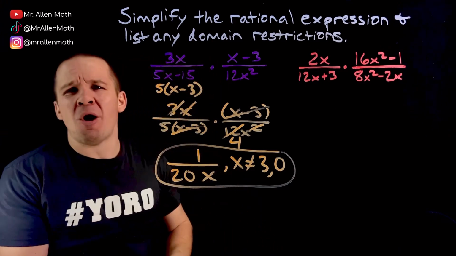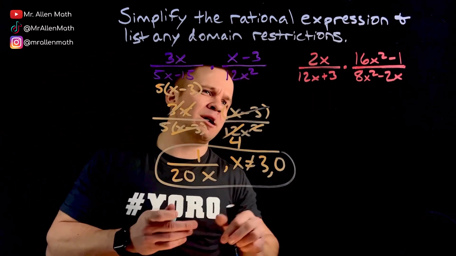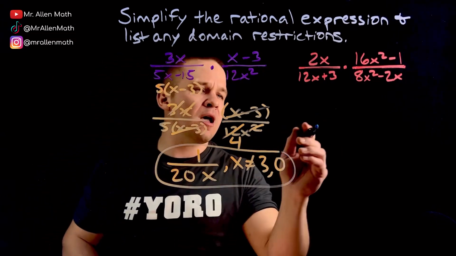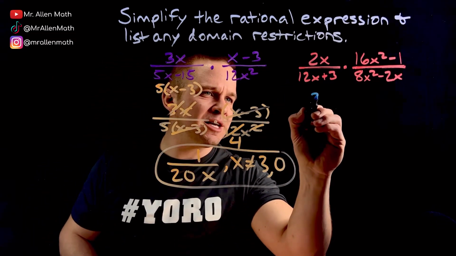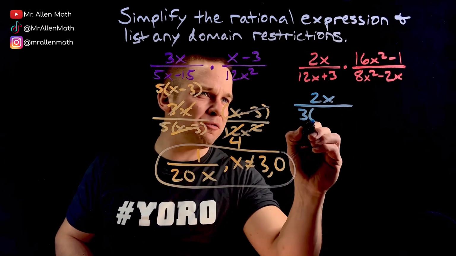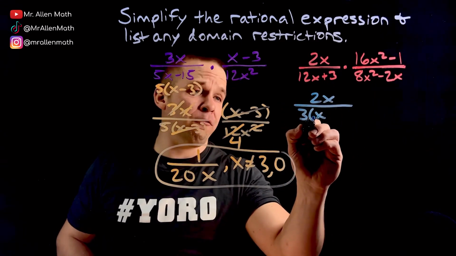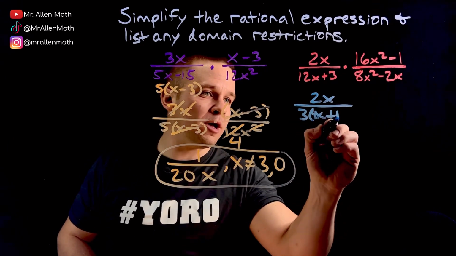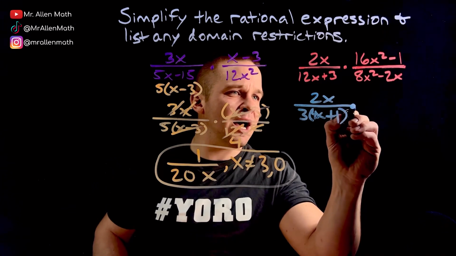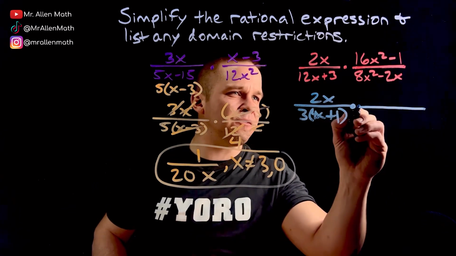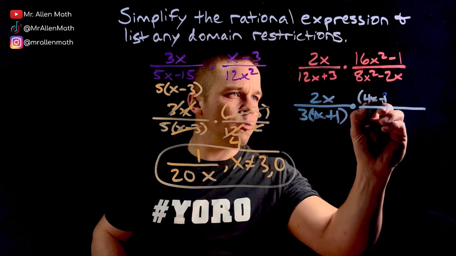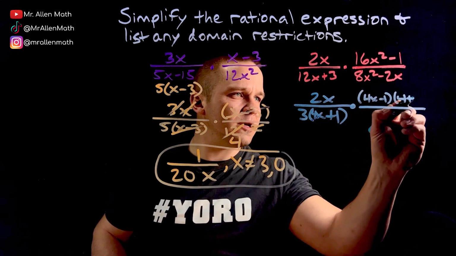But we've got one more, in red right over here. Same deal with this one. I have to factor first. The numerator is going to stay the same. In the denominator, I can take out a 3 and I'm left with 4x plus 1. Then times, and this numerator here is a difference of two squares: 4x minus 1 and 4x plus 1.